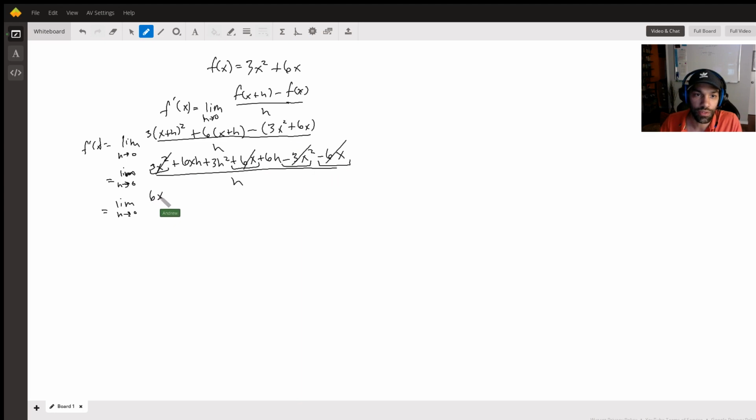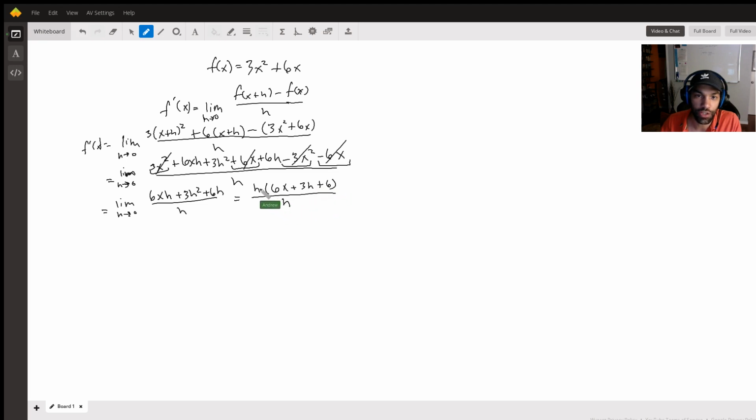So now we're just left with these three terms: 6xh plus 3h squared plus 6h, all over h. Now we're asked to evaluate this limit as h goes to 0. If we do the first thing which you should always do, which is to plug in this value where you see h, we're going to get 0 over 0, this indeterminate form. So we can figure out a way to simplify this a little bit. We notice that there's an h all up here and there's an h down here. So if we pull out an h at the top, we'll get 6x plus 3h plus 6, all over h.